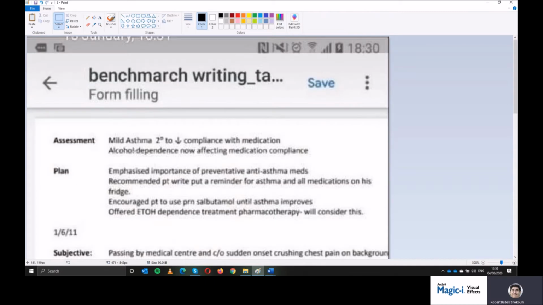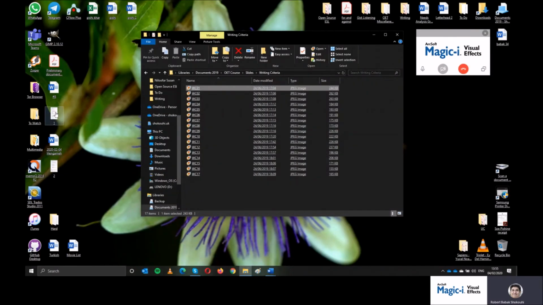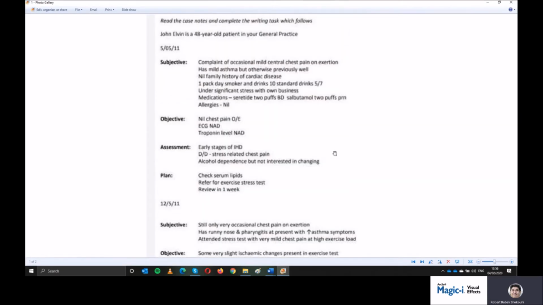And this is mild asthma. Offered ETOH. What is that? I don't know. Ethyl alcohol, as in ethanol. So these are the good to know information, but it's not relevant to the MI. Do you agree? Yes, completely.